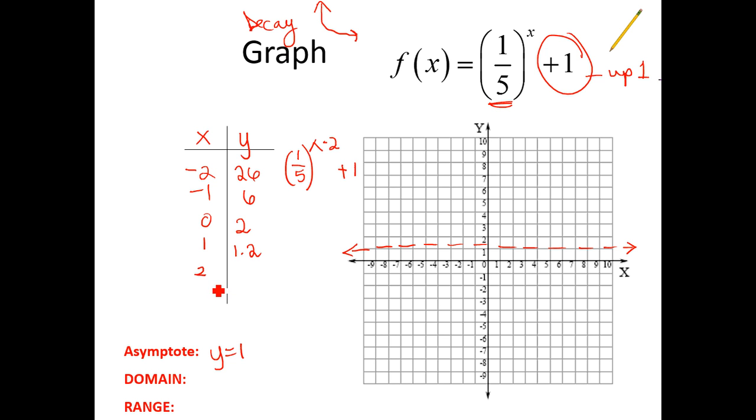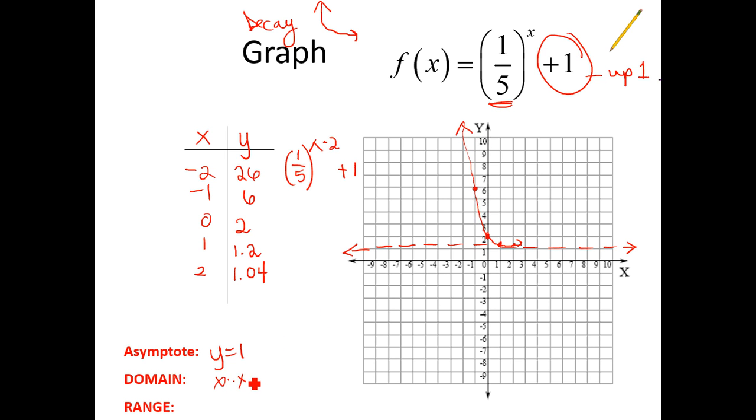And then 2 would be 1.04 when I plugged it in my calculator. So 26 is way up here, so I'm not going to plot that one. 6 is right here. 2 is here. 1.2 is there. Oh, look at that. See how it's going to approach 1, but it's never going to touch 1. So that's why that's called our asymptote.